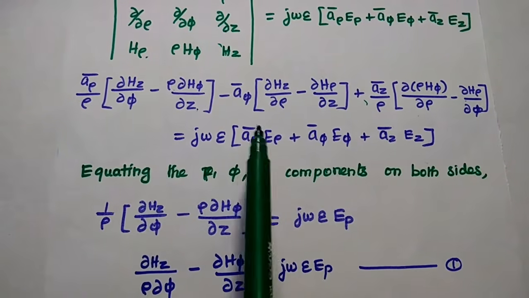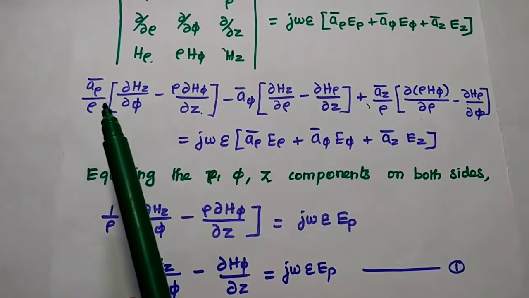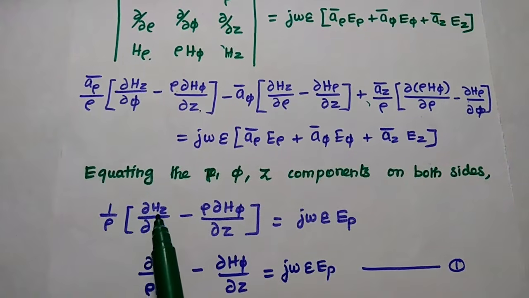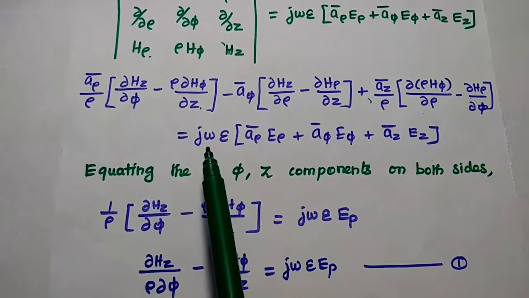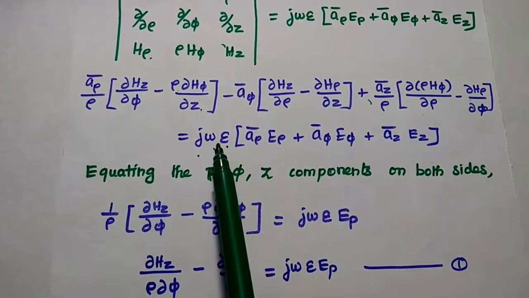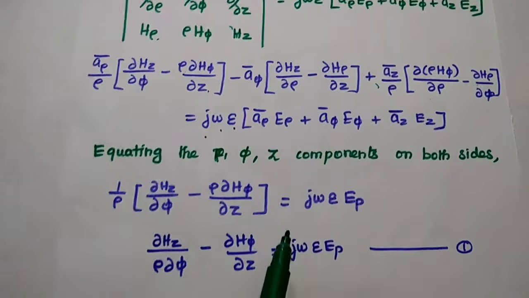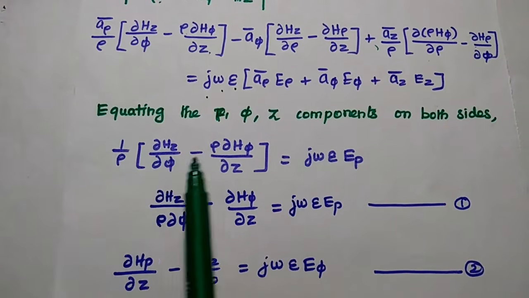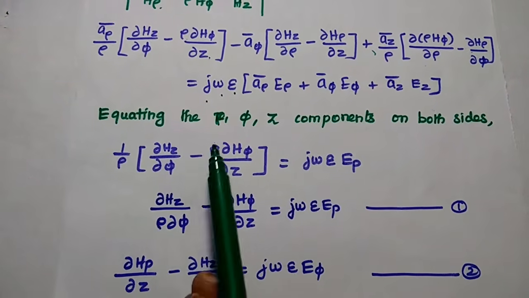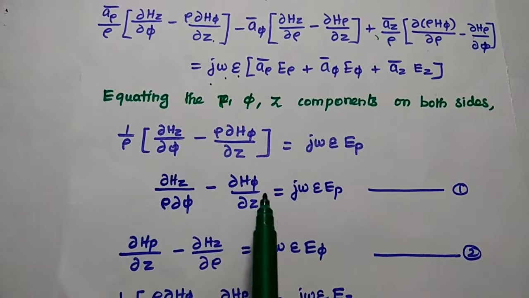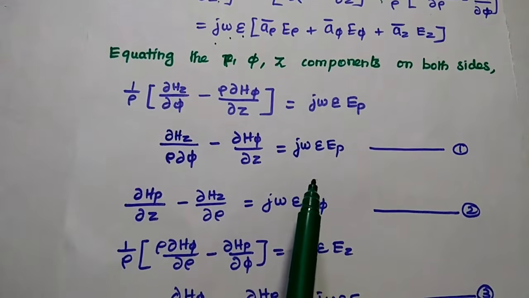First we take the A rho component. Here we take 1 by rho, its value alone, not the unit vector. So it is 1 by rho dou Hz by dou phi minus rho dou H phi by dou z is equal to j omega epsilon E rho, where j omega epsilon is common for all the terms. Then we multiply this 1 by rho inside the bracket. We get dou Hz by rho dou phi minus, here rho cancels, dou H phi by dou z is equal to j omega epsilon E rho. Consider this as the first equation.